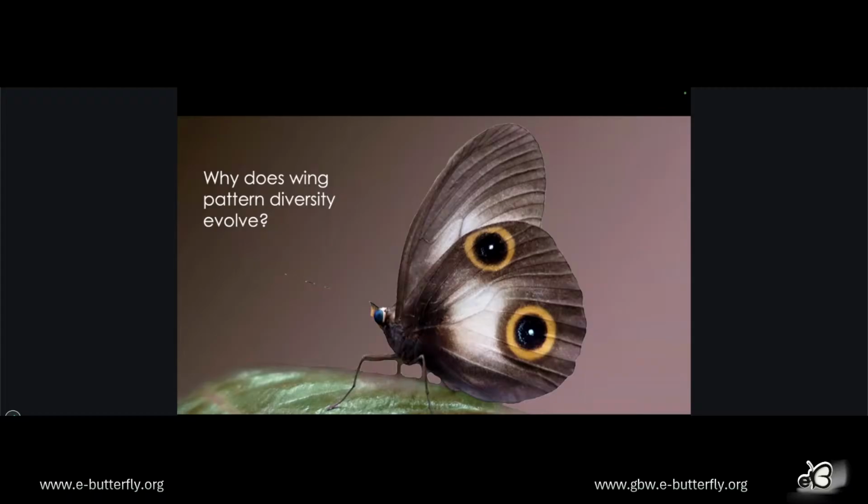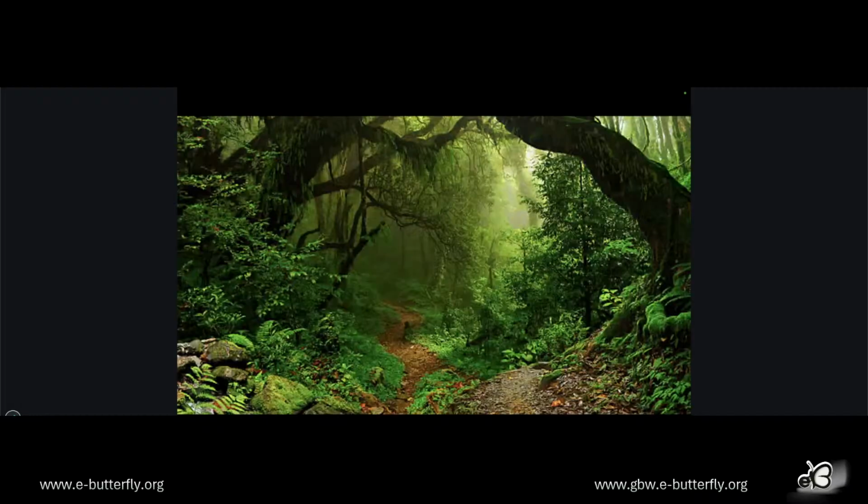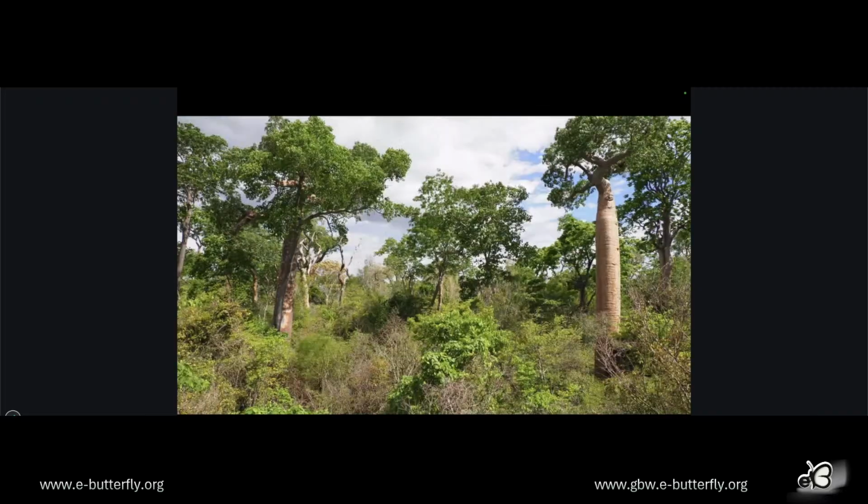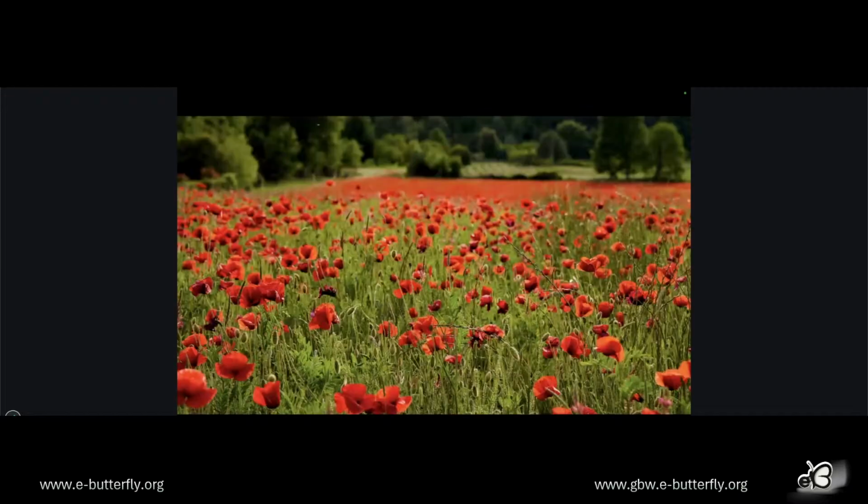So why, in selective terms, does wing pattern diversity evolve? There are many reasons. Butterflies live in different habitats with different light properties and colors, and different predator guilds in each habitat, where they can hide against tree trunks of different colors. They forage on different flower colors, etc.